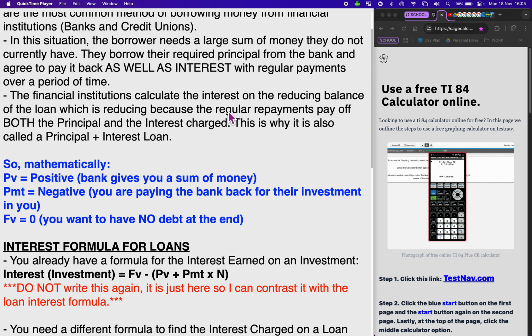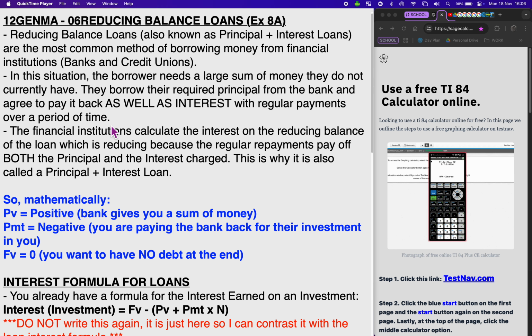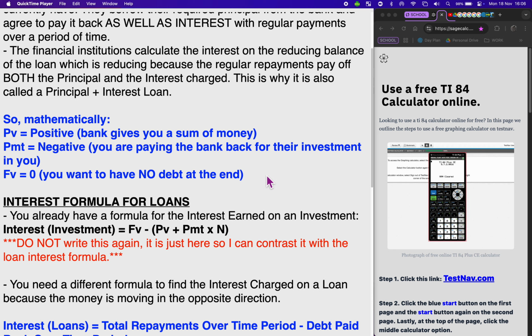Financial institutions calculate the interest on the reducing balance of the loan, which is reducing because you're paying it off bit by bit. Each of your payments pays both the principal and a little bit of the interest that they're charging you. This is why it's also called a principal and interest loan. So that's a lot of information there. But mathematically, all you need to understand on your calculator is this.